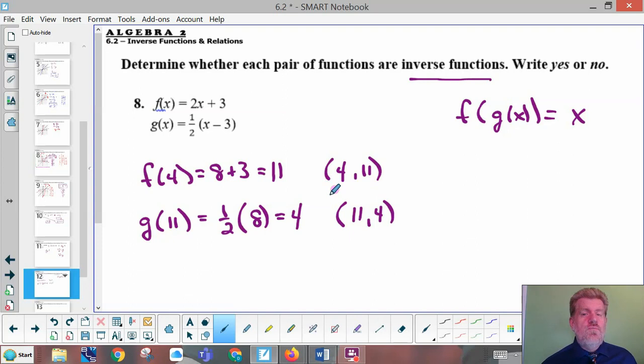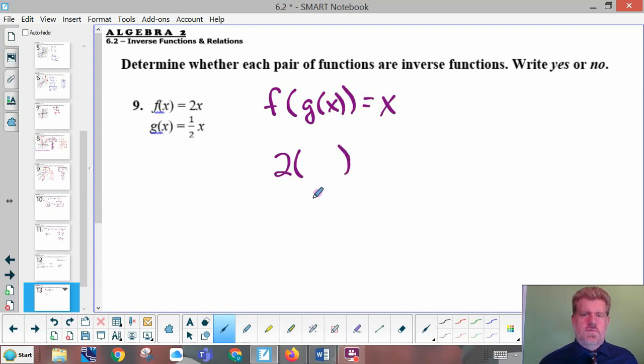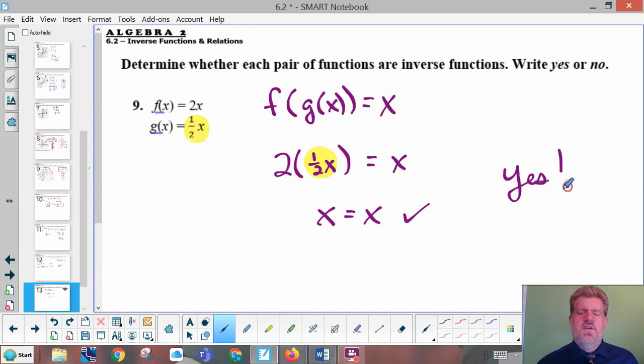So, how do you show it's true for all points? Well, let's do that in number 9. So, this is a big yes. We already knew it was a yes from this particular one. Okay. So for number 9, let's see if this is true. I'm going to take my function of f, which is 2 times something. Well, what is that something? That something is g. So I'm going to take the 1/2 x and put it right in here. What I'm hoping comes out is just x. Well, what's 2 times 1/2 x? Guess what? It is an inverse.